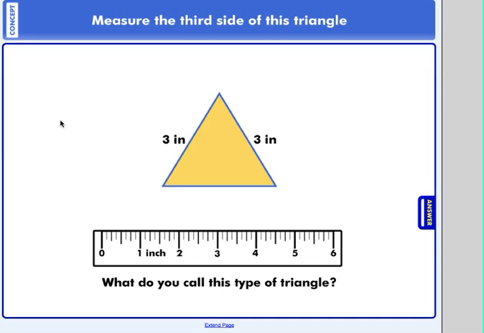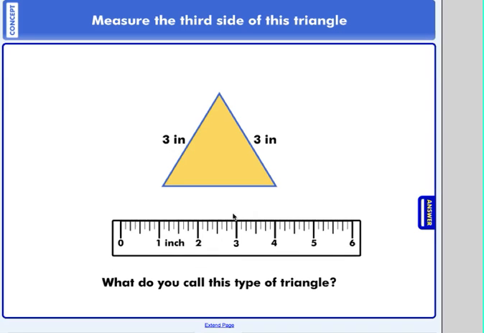When you were in younger grade levels, you learned that triangles have different names depending on the properties of that triangle, like how long its sides are and what its angles measure. Now here we have a triangle. This side is 3 inches and this side is 3 inches. Let's measure the third side of this triangle.